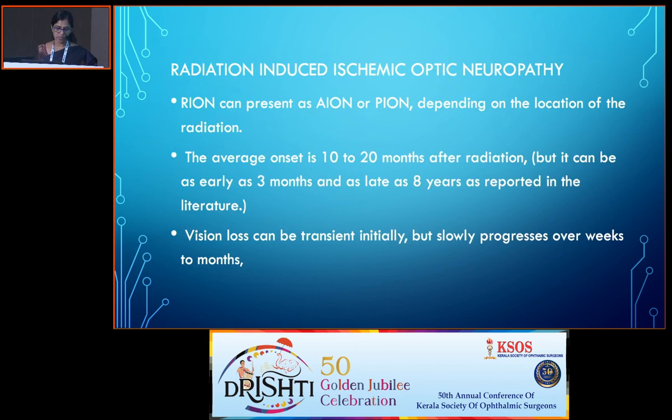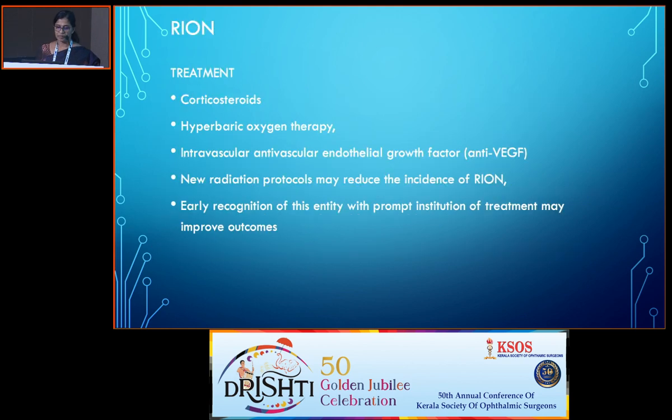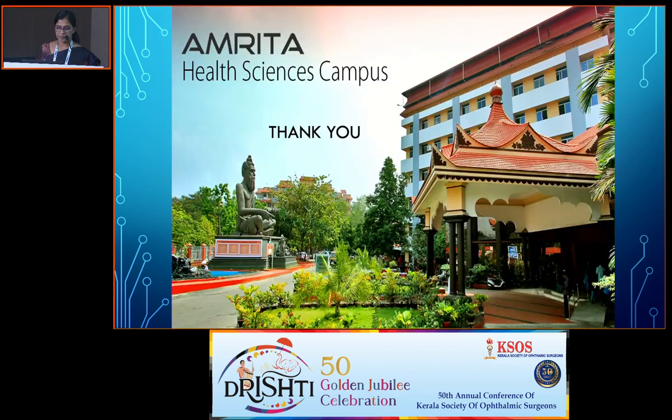And radiation-induced ischemic optic neuropathy happens in patients who undergo radiotherapy for pituitary adenoma. So it is a very slowly progressive optic nerve disorder where there is ischemic demyelination and fibrinous necrosis due to radiation injury. Here again, there is no definite treatment. Prevention, an improved radiation protocol, can minimize this radiation-induced optic neuropathy. Thank you.